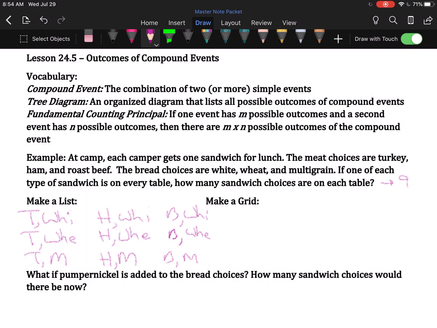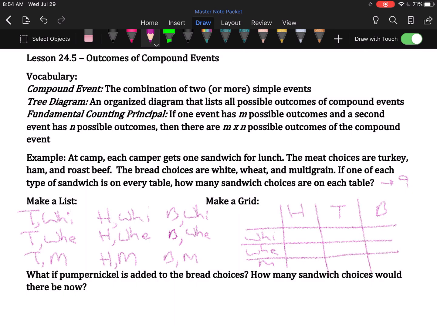We could, instead of doing this list, make a grid to see the possibilities. So we could put the meats on the top, so ham, turkey, and roast beef. And on the side, we could put the bread types, white, wheat, and multigrain. Now we don't even need to fill this table in. We can see there are 1, 2, 3, 4, 5, 6, 7, 8, 9 possibilities.